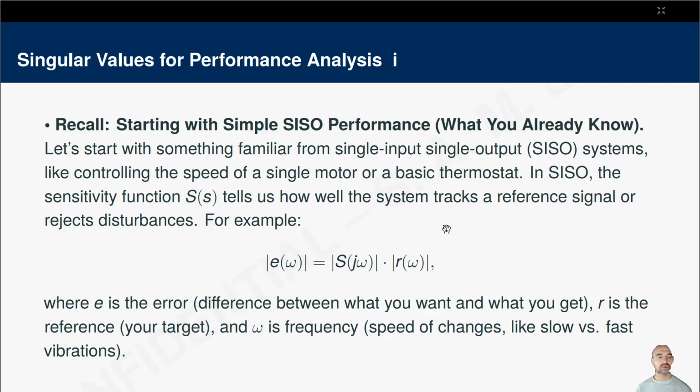Let's think about one more real world example from mechanical engineering. Think of a simple cruise control in a car. If a hill, a disturbance, tries to slow you down, a small S means the engine quickly adjusts, keeping the speed steady. But if S is large, you feel the slowdown. The system is super sensitive, and the disturbance quickly translates into what you feel, and that means poor performance.